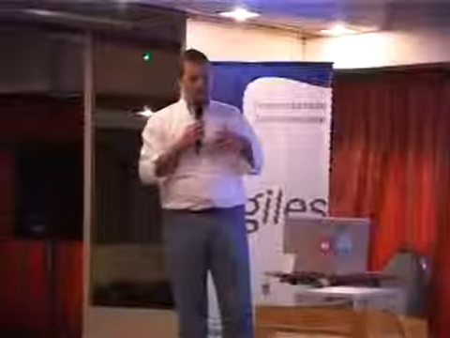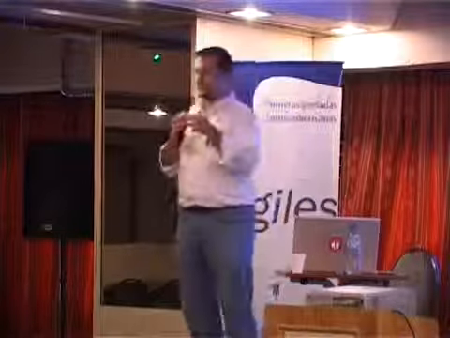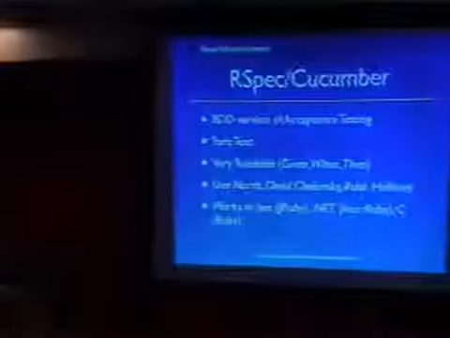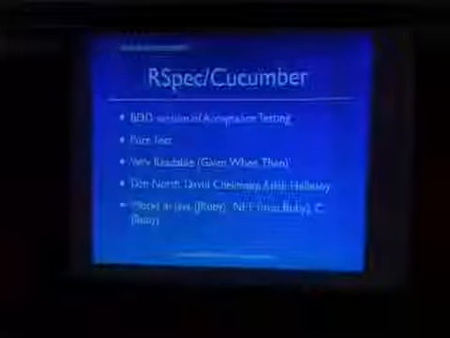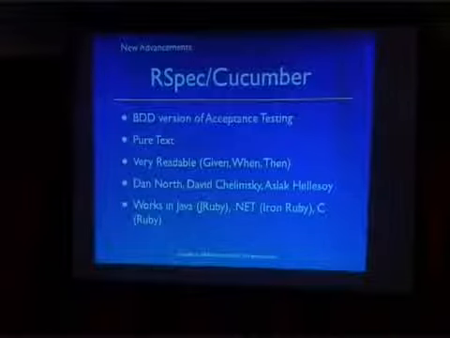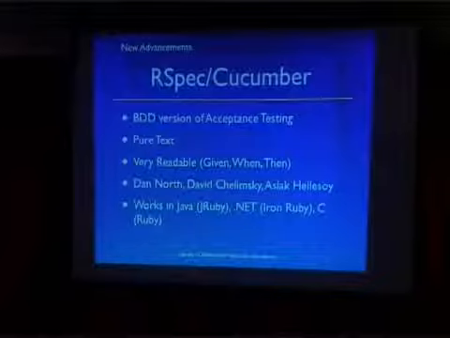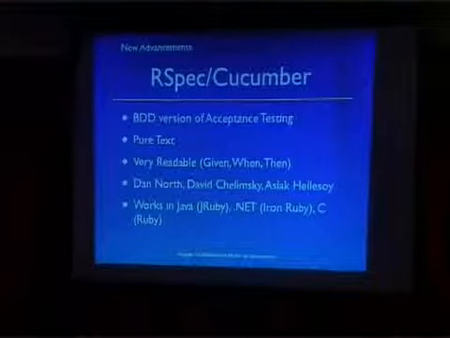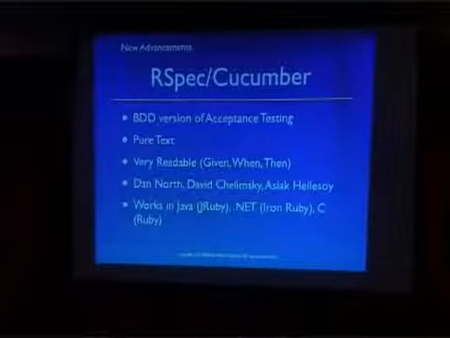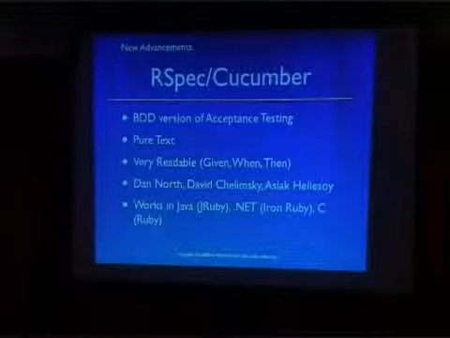The other thing you should look at is RSpec and Cucumber. This is the BDD, Behavior-Driven Development version of acceptance testing. BDD is the new fad, especially in the Ruby world. What it offers is a syntax which is pure text, no tables, you just write text. It's very readable. Your tests all have the same format. You have to say, given some situation, when the user does this, then you should see this, or this should happen. Every test is phrased in that same way: given, when, then. So it makes for very readable tests.